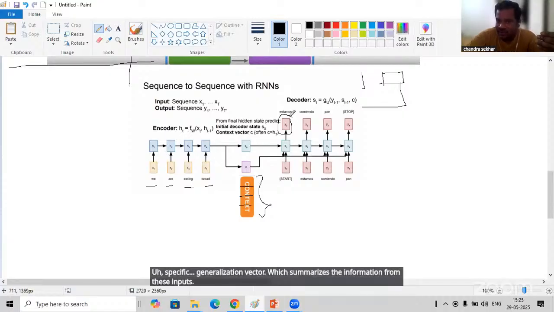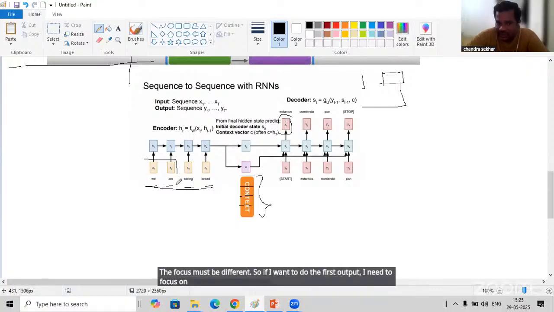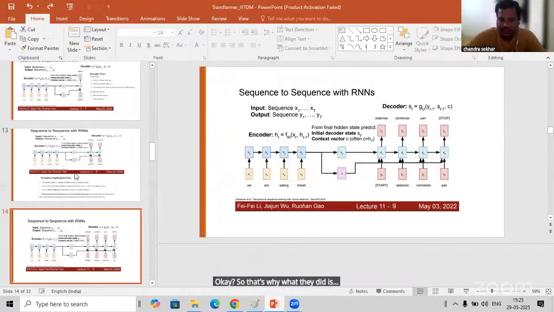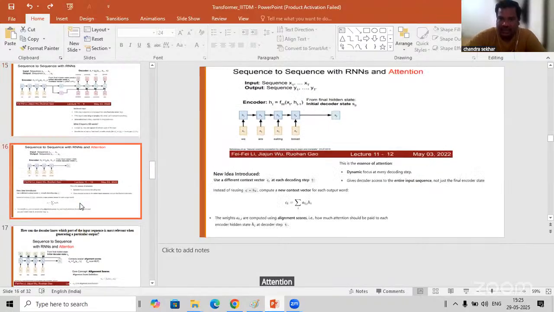But if I want to give the first output and if I want to give the last output, the focus must be different. If I want to give the first output, I need to focus on the first inputs. If I want to give the last output, I should not focus on the first. That's why they modified the approach to attention. They brought in the attention mechanism.